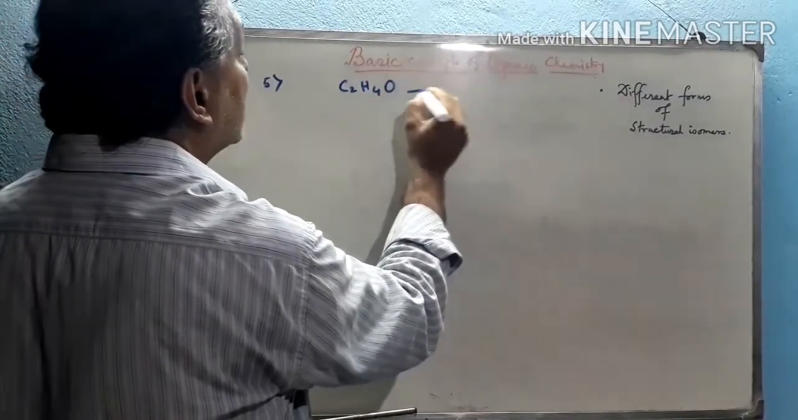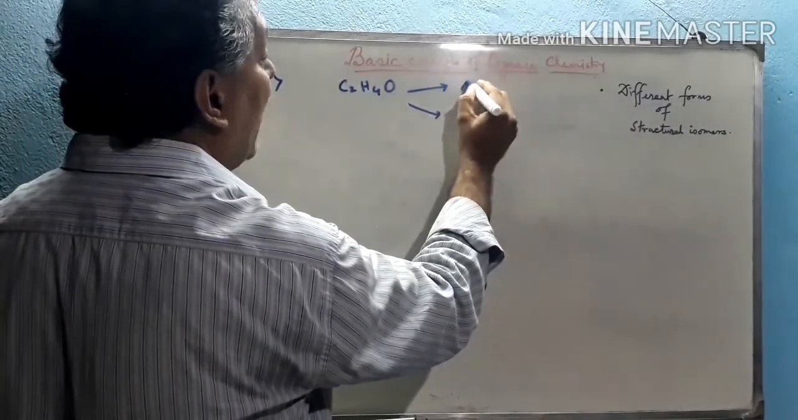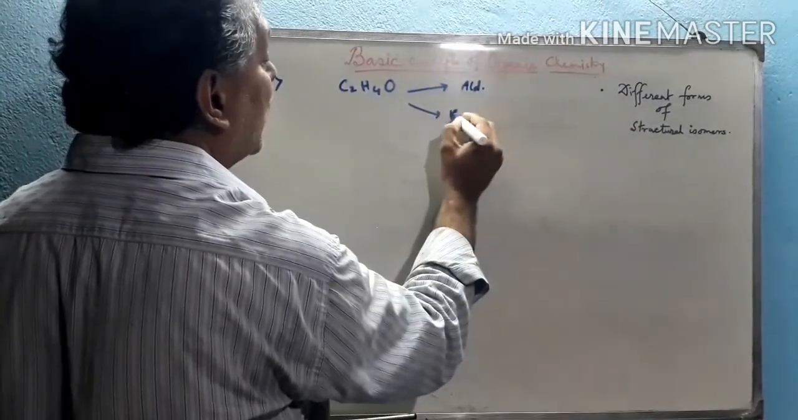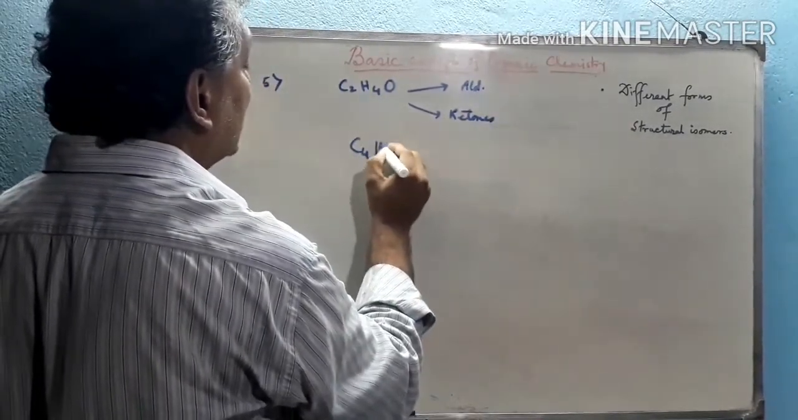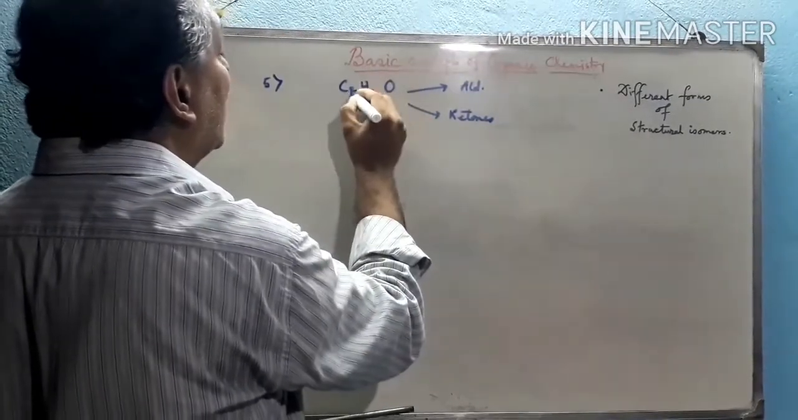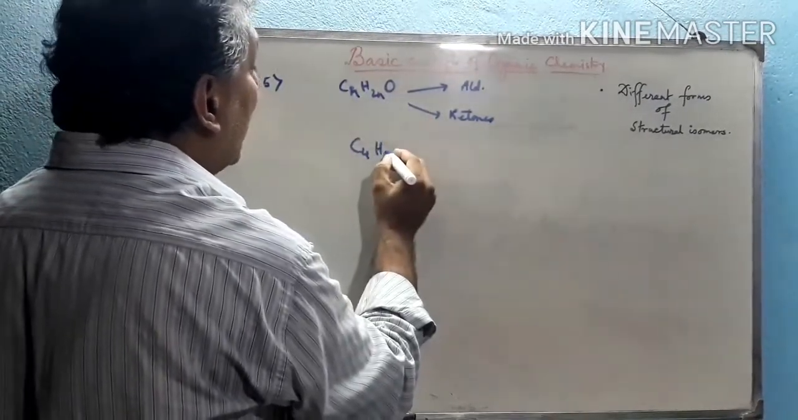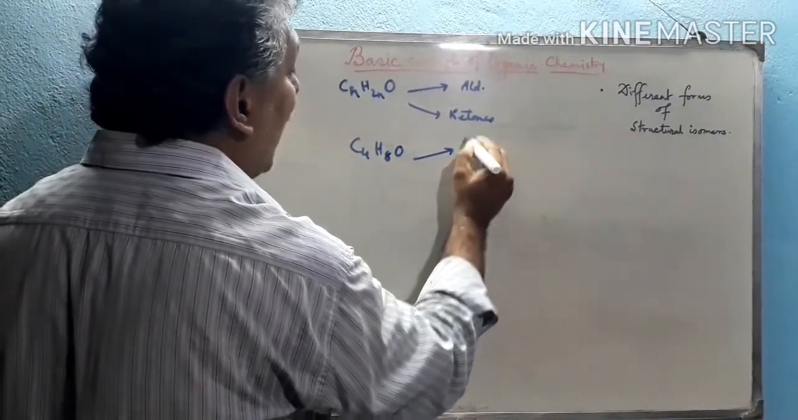C2H4O. This is the form of two different functional group isomers: number one, aldehydes, and number two, ketones. Suppose we have to draw the different structures with respect to CnH2nO. So, C4H8O.